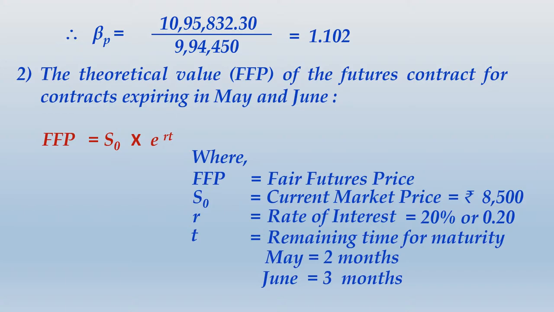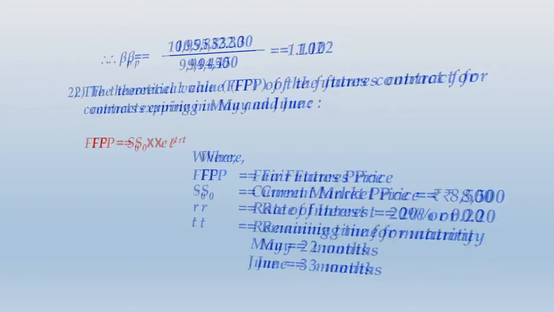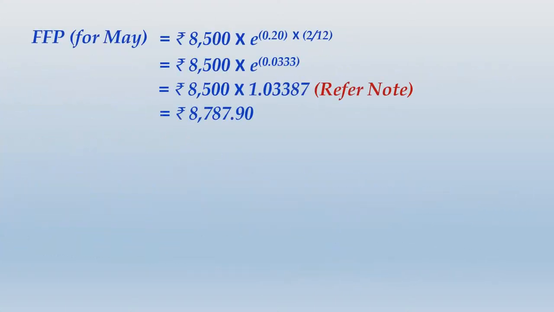Alright friends, once this is done, moving ahead, and you compute the FFP for May. Now, first of all, we wanted e raised to RT. Now, it was 2 months time. So, time is always to be expressed in number of years. It is 2 by 12 in terms of number of years. 2 by 12 when multiplied to the interest rate of 0.2, what you get is e raised to 0.03333.